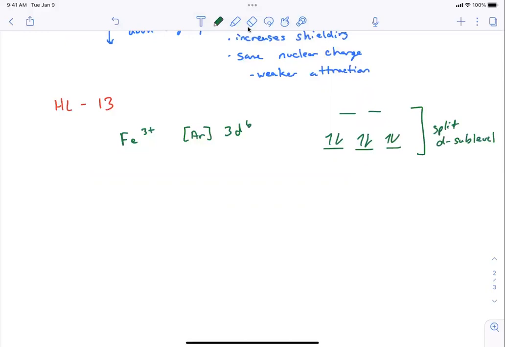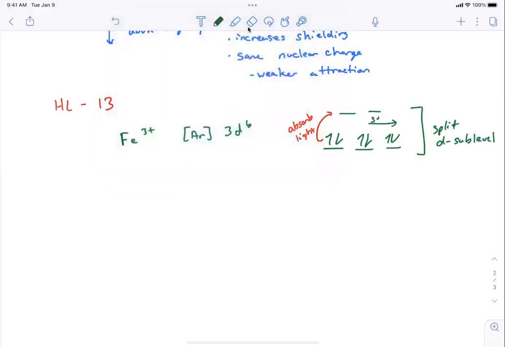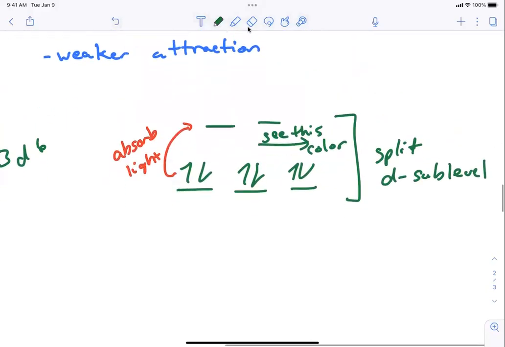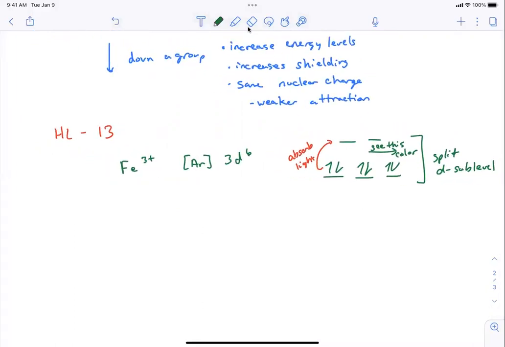I would draw this out because this is how I explain why transition metals have colored compounds: the d sublevel splits. So these electrons will absorb light to jump up to the higher split d sublevel, and what you don't absorb, you see as that color. This also helps because for this to happen, there have to be open spaces in the sublevel, so you need a partially filled d sublevel. If I wanted to think about this, I would just remember Fe3+ and what its split d sublevel looks like.